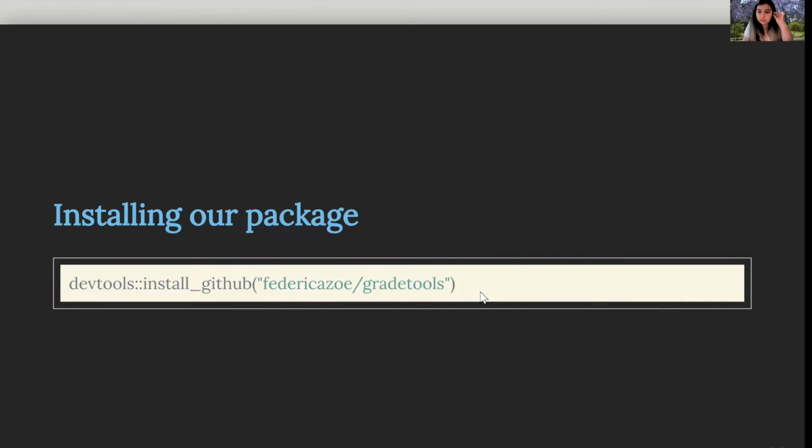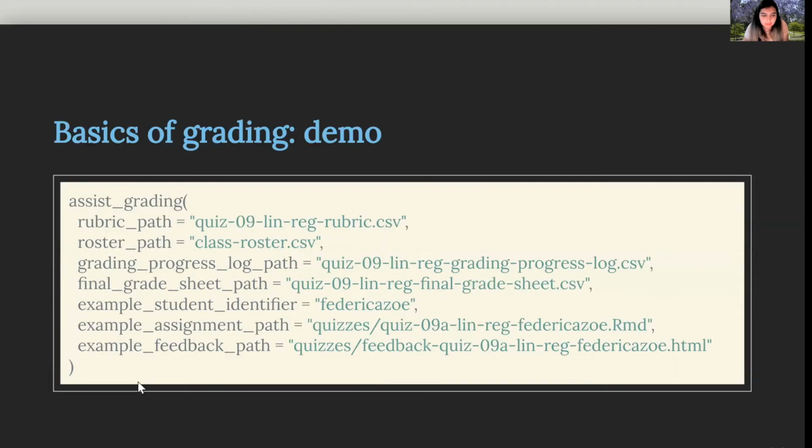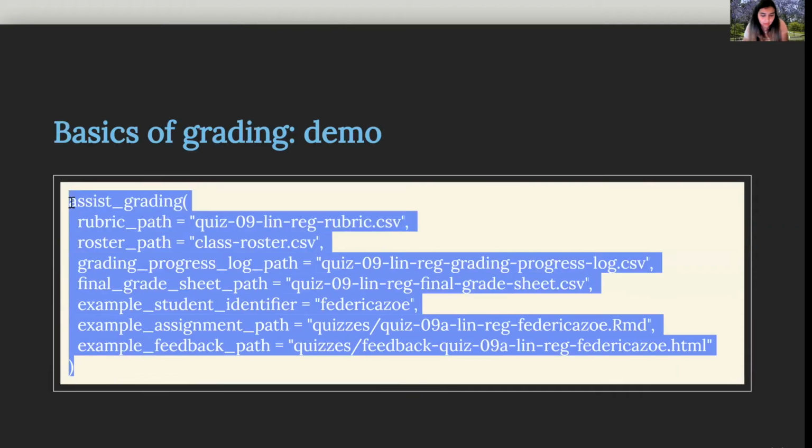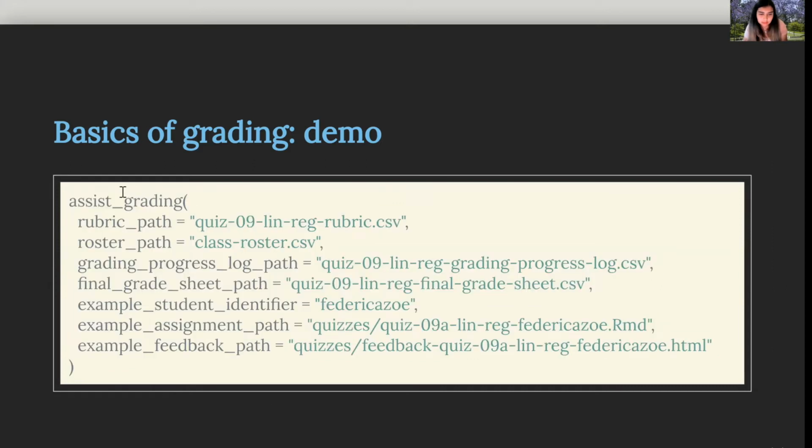Okay, so what I'm going to do now is take us through a basic demo just showing the core functionalities of gradetools, just to show you how easy it is to grade with gradetools and how nice it is. So I'm going to copy this function call. So assist grading is one of our grading functions in gradetools. For right now, don't focus on the arguments. I'm going to show those afterwards and talk about each in detail.